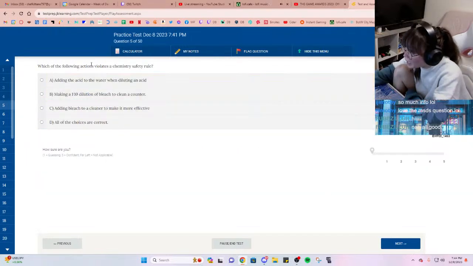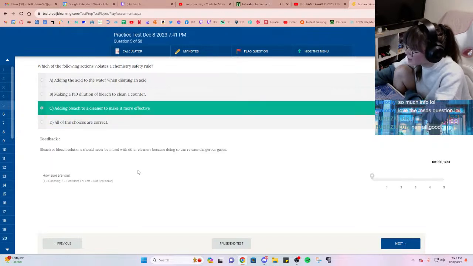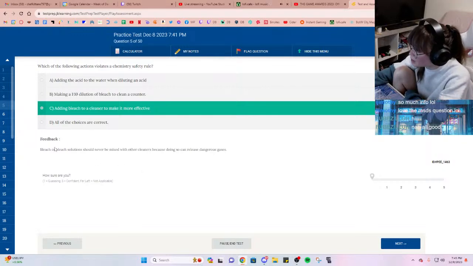Which of the following actions violates a chemistry safety rule? Adding the acid to the water when diluting an acid. Making a 1 to 10 dilution of bleach to clean a counter. That's actually the right thing to do. Adding bleach to a cleanser to make it more effective, or all the choices. I think adding bleach to a cleanser to make it more effective. Yes. Bleach solutions should never be mixed with other cleaners because doing so can release dangerous gases.